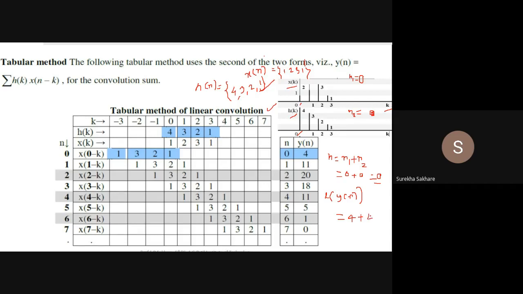Now the length of yn will be the addition of the two lengths minus 1. So this was 7. If I start from 0 and end up with length 7, my last value will be 6. That means all values from n equal to 0 to n equal to 6, I will have to check. So my values of n are defined.